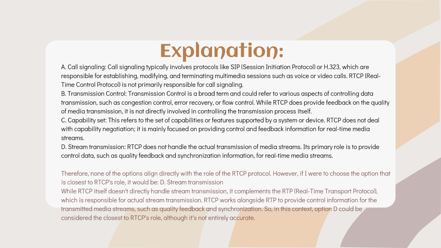process itself. C. Capability set. This refers to the set of capabilities or features supported by a system or device. RTCP does not deal with capability negotiation. It is mainly focused on providing control and feedback information for real-time media streams. D. Stream transmission. RTCP does not handle the actual transmission of media streams. Its primary role is to provide control data, such as quality feedback and synchronization information, for real-time media streams.